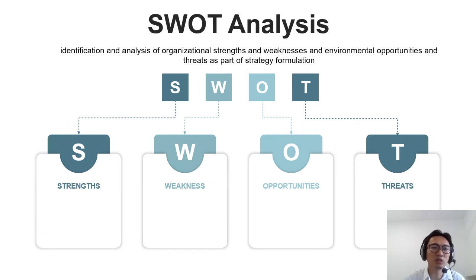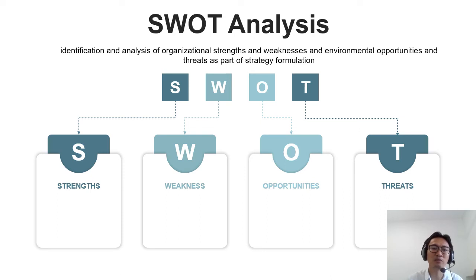So after strategic goals have been established, managers normally attempt to assess both their organization and their environment. Again, I repeat, they have created goals, they have created a strategy, and then they have to assess their organization and their environment. Normally we use a framework. This framework is what we call SWOT analysis. SWOT stands for strengths, weaknesses, opportunities, and threats.